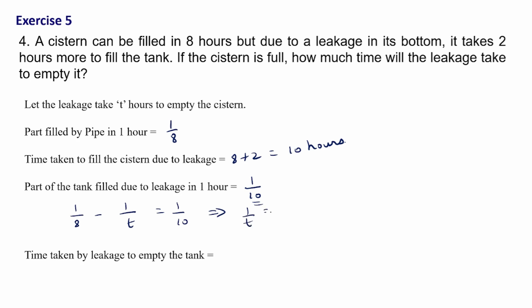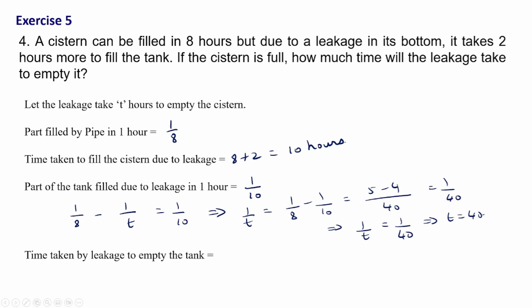So from this we get 1 by t as 1 by 8 minus 1 by 10. Here the LCM is 40. So it is 1 by 40. So we get 1 by t as 1 by 40. So t is equal to 40. So the time taken by leakage to empty the tank is 40 hours.